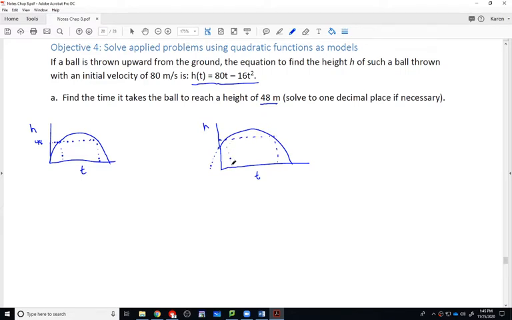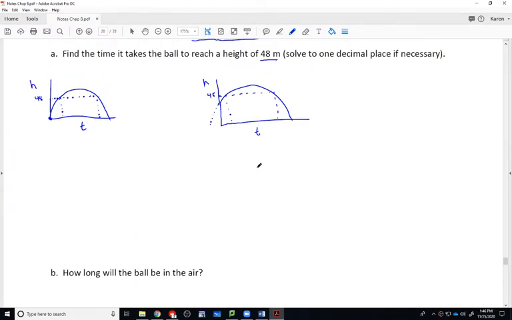The only difference between these two is this one, the ball is thrown from the ground. So the height is 0 at time 0. And this one, the ball is thrown from a certain height. So maybe they're throwing it from their hand above their shoulder or something like that. So the first question again was find the time it takes for the ball to reach 48 meters. So that would just be a line across. There'll be 2 times because it's a symmetrical parabola.